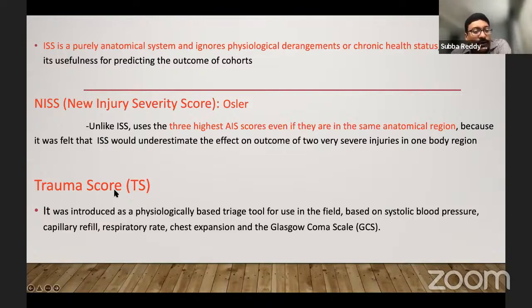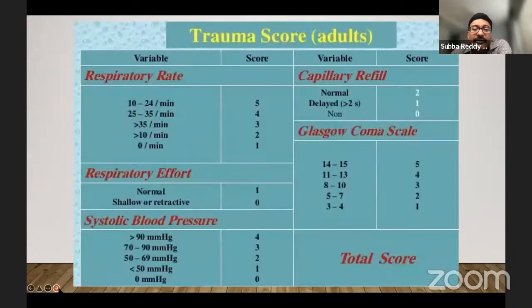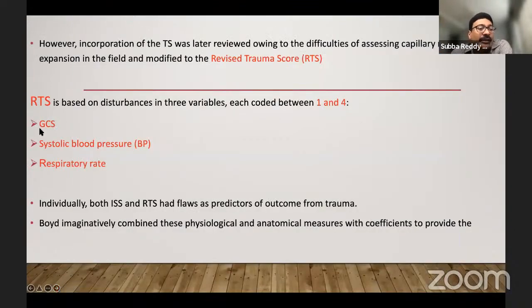And then there is one more score called the trauma score. In this, they have taken physiological variables also. They have taken capillary refill instead of lactate, as it is not possible to monitor lactate. For monitoring shock, they have taken capillary refill. If it is normal, 2, and if it is delayed more than 2 seconds, they have given 1. So respiratory rate, respiratory effort, blood pressure, everything they have taken into consideration. And then they have given the revised trauma score. The revised trauma score is based on, again, GCS, systolic BP, and the respiratory rate.